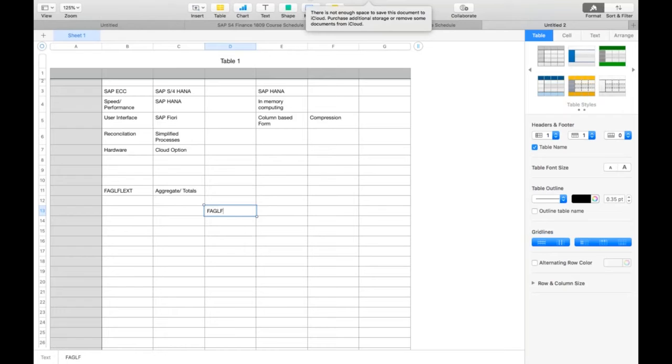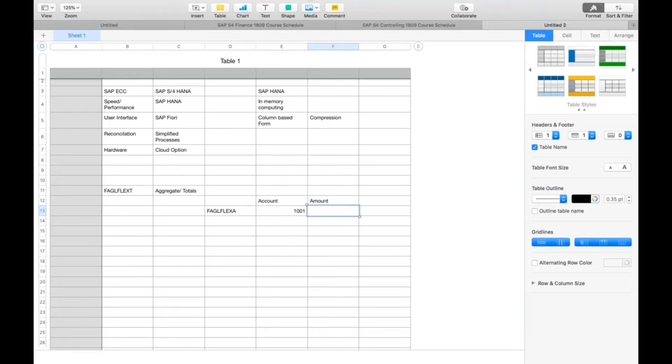So let's say we have this FAGLFLEXA table. What is the difference between FAGLFLEXA and FAGLFLEXT? FAGLFLEXA table is the line item table. So all the lines, let's say there is account number 1001. This is my account, and this is my transaction amount.